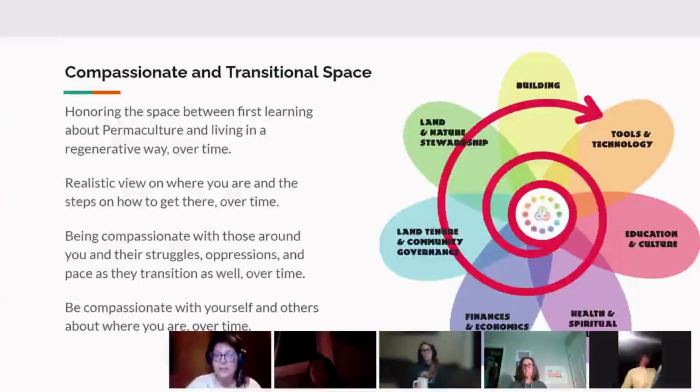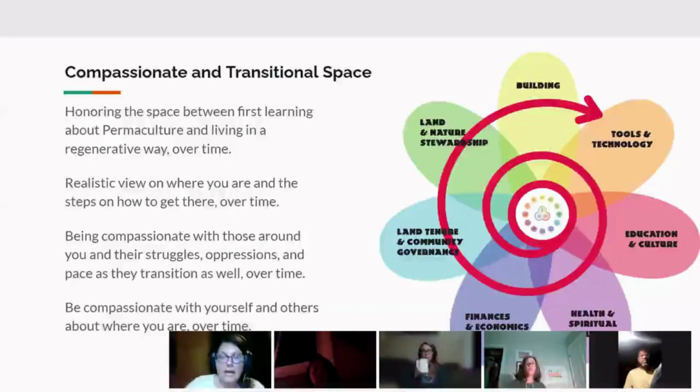Okay, this is a reality for many, many people in this world. At times we can be in a permaculture design life, but it isn't always a privilege for everyone to maintain that. So we're having that realistic view on where we are and where others are, the steps it takes to get there, and how much effort it takes in this capitalistic society that we are still straddling while creating that new reality. It can be difficult to live fully in that new reality, so we are being compassionate with those around us and their struggles, their oppressions, and their pace.